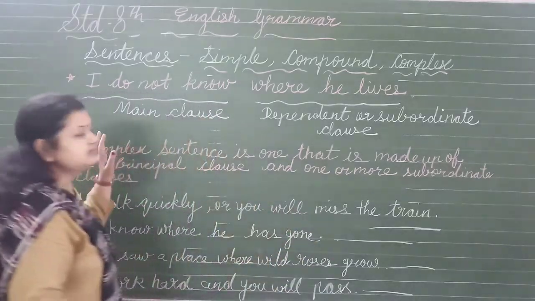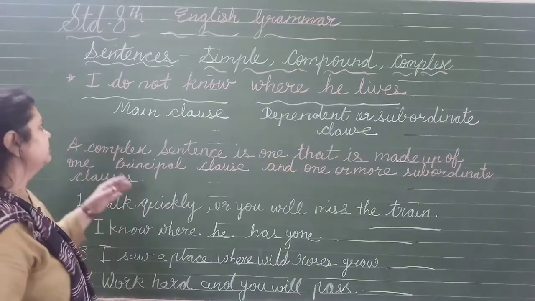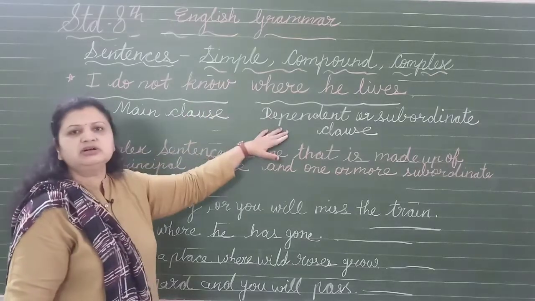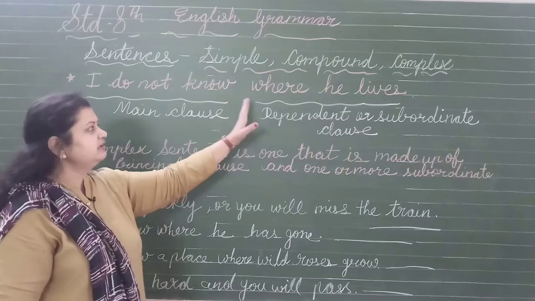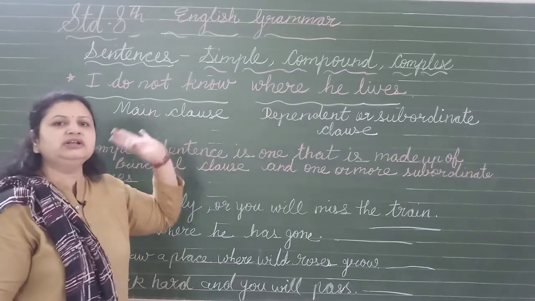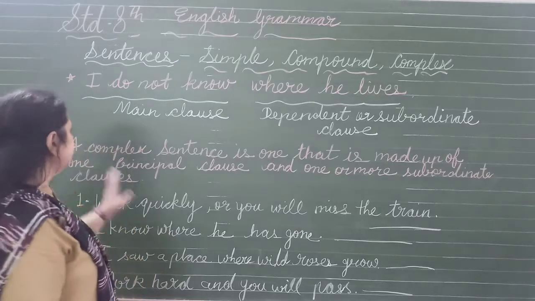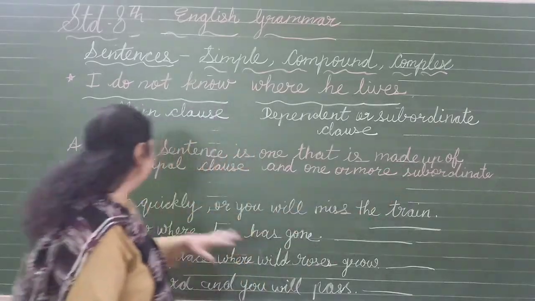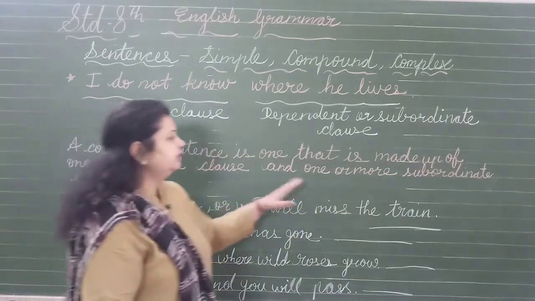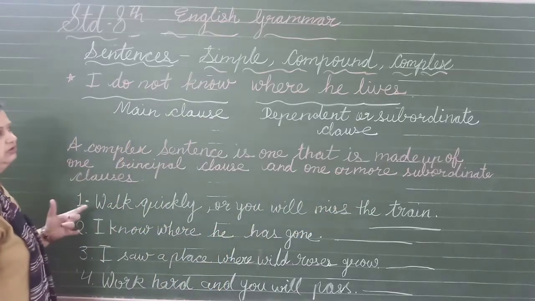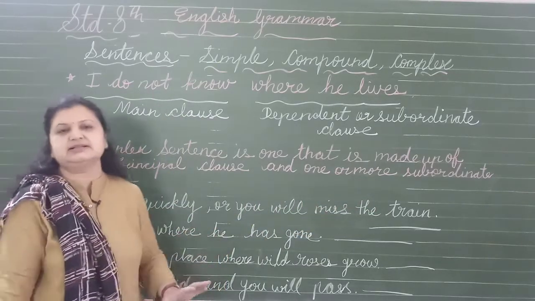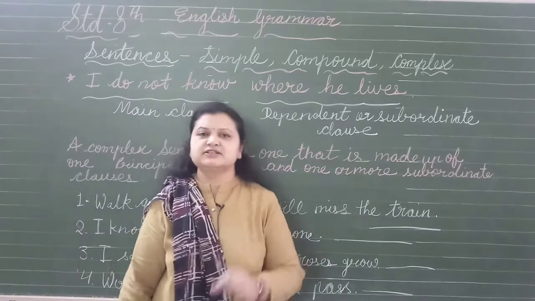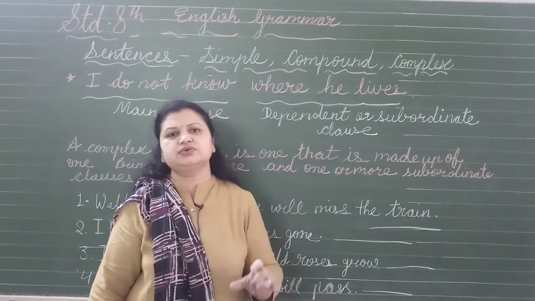So that is up to you, how you identify the sentence. Here the main clause is I do not know, because this clause does not require the other. If there is no clause where he lives, it stands alone and can give a proper meaning. So a complex sentence is one that is made up of one principal clause and one or more subordinate clauses. So now I think you can easily understand simple, compound and complex. A simple sentence has a subject and one finite verb.